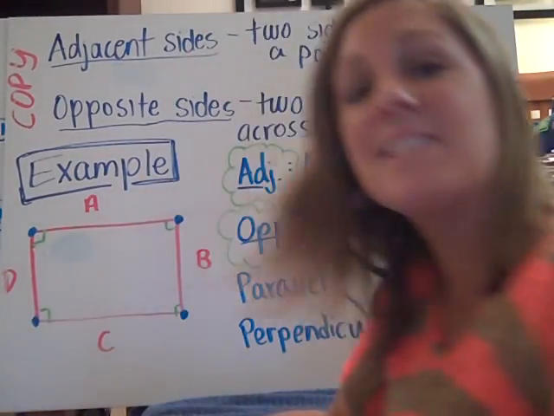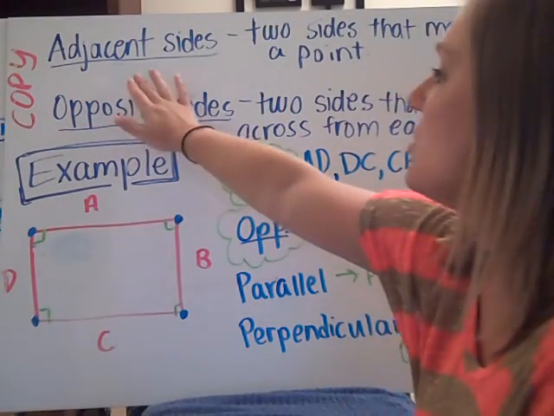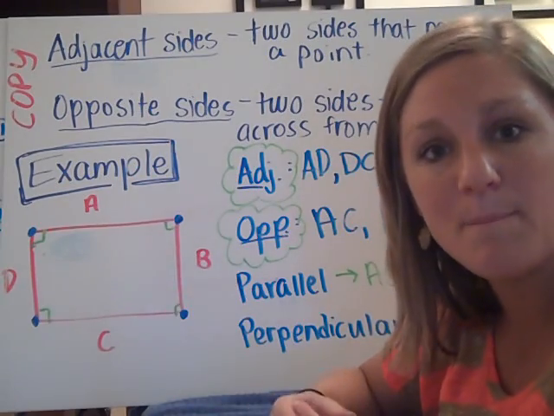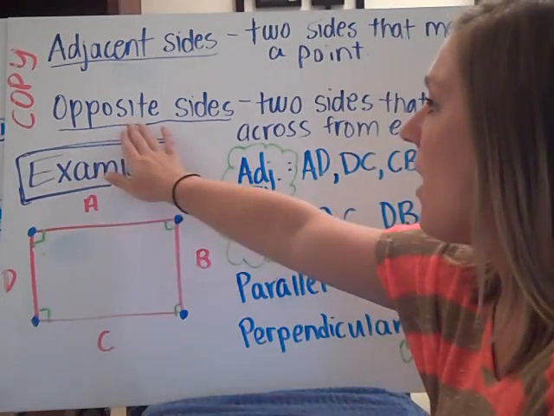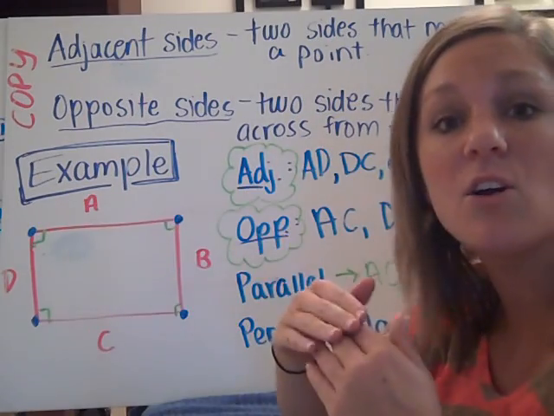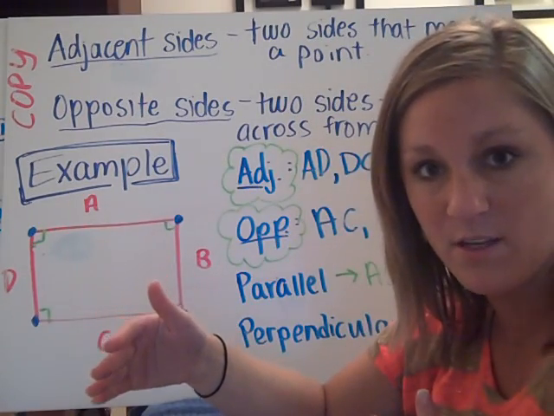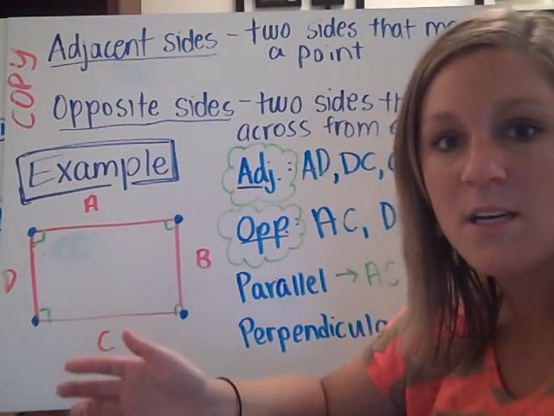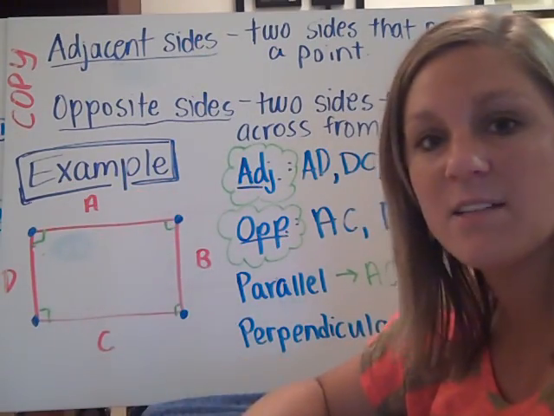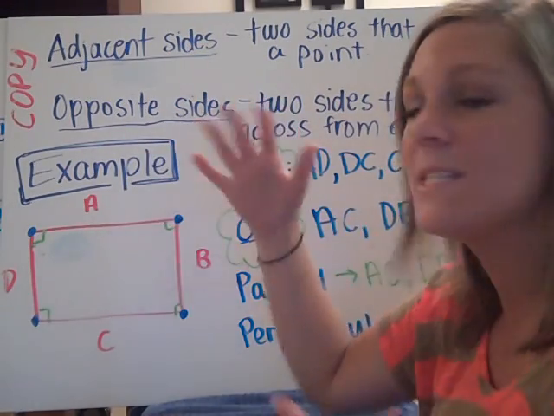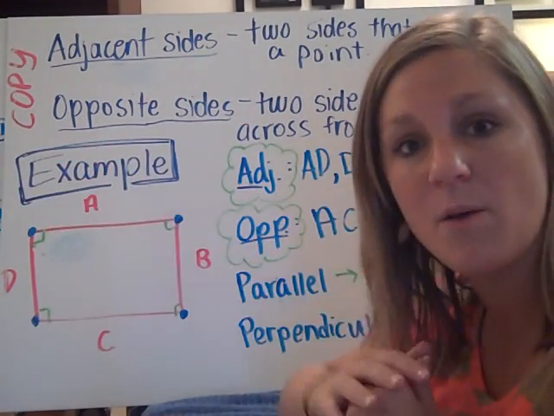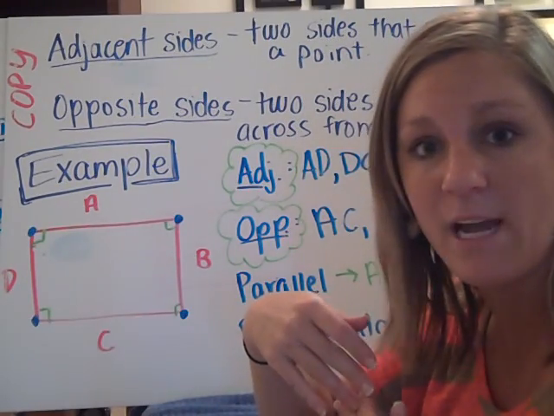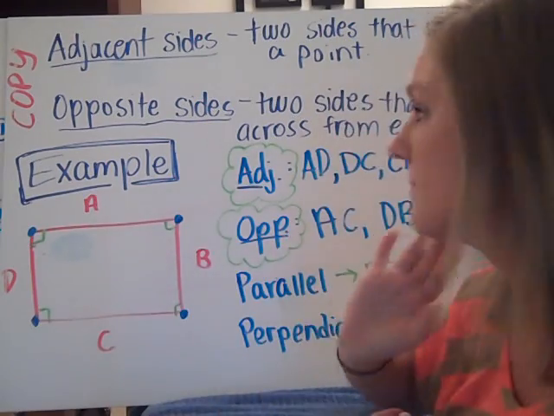And then our last two new words, adjacent sides. It's two sides in a shape where they meet. And opposite sides are two sides that are across from one another. A lot of times you hear this word opposite and you think hot, cold, good, bad. It's not that kind of opposite. It's where two sides of a shape are across from one another. So think about you are sitting across from your computer right now. You're on the opposite side of it.